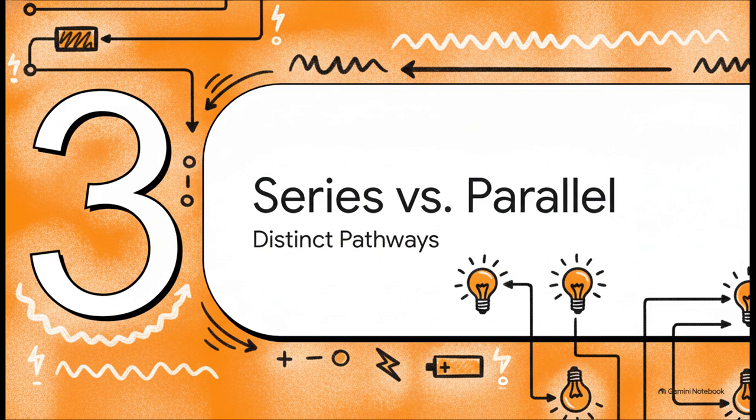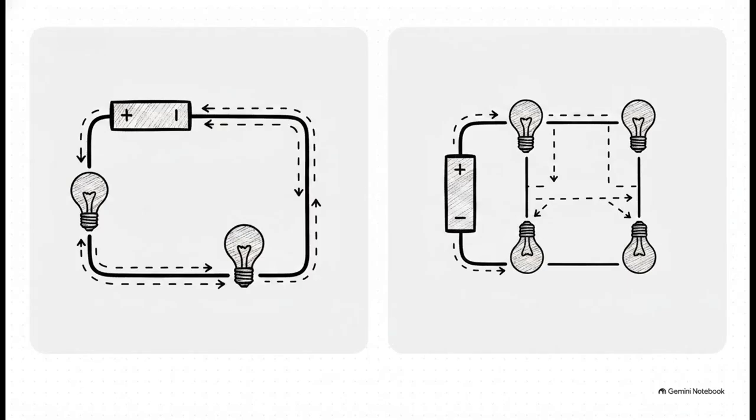That brings us to Section 3, Series versus Parallel Pathways. Now this is where it gets really interesting. How you arrange those 4 components fundamentally changes how our invisible force behaves. In a series circuit, you've got only one continuous path for the current to follow, just a single loop. But in stark contrast, parallel circuits utilize multiple independent branching paths. The current actually divides itself and takes different routes all at the exact same time.